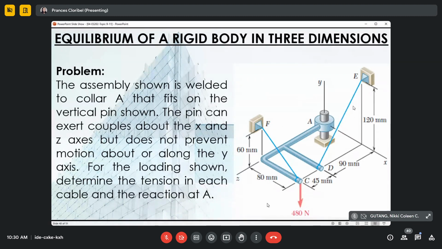Okay, this will be your assignment. We have here an assembly welded to a collar at A that fits on the vertical pin shown. The pin can exert couples about the x and z axes but does not prevent motion about or along the y-axis. For the loading shown, determine the tension in each cable and the reaction at A.